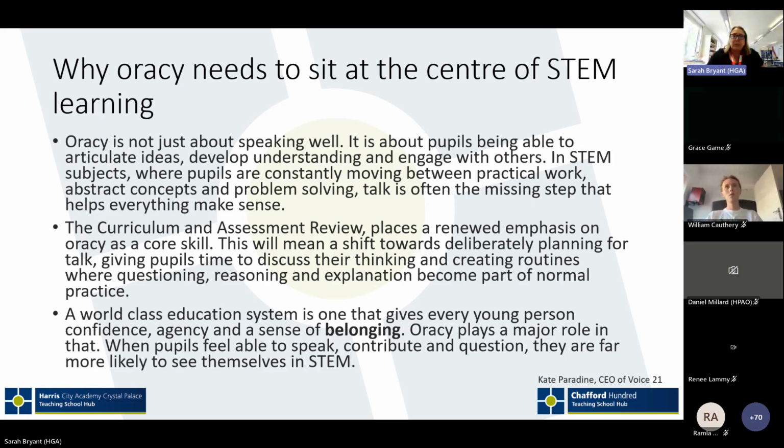So the Curriculum and Assessment Review places a renewed emphasis on oracy as a core skill. This will mean a shift towards deliberately planning for talk, giving pupils time to discuss their thinking and creating routines where questioning, reasoning and explanation become part of normal practice. And that's why I was talking about thinking about which bits I need to record in the book, because written record is still a really important skill, learning to write like a scientist, but also which bits I can maybe reduce so that we have more time to give over to oracy.